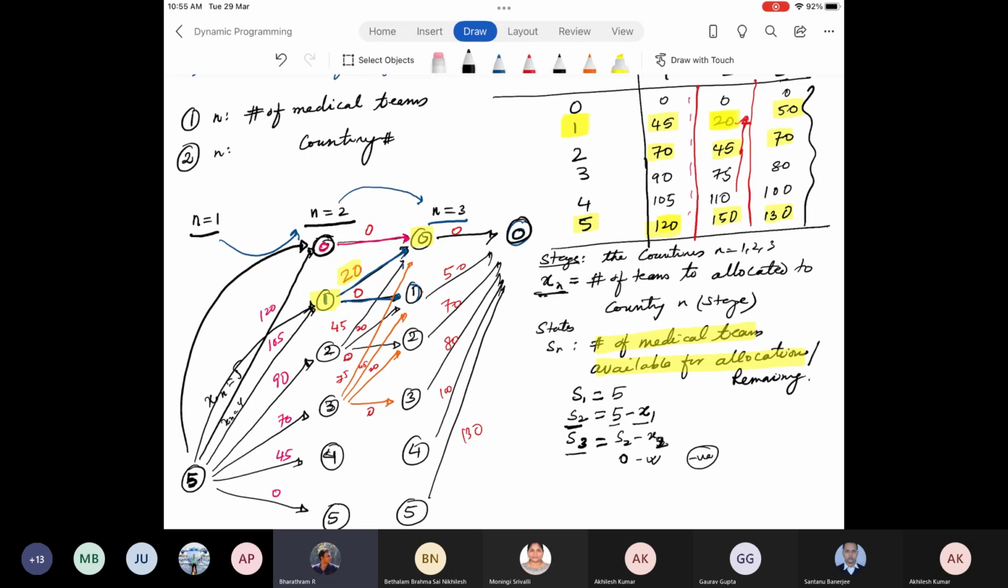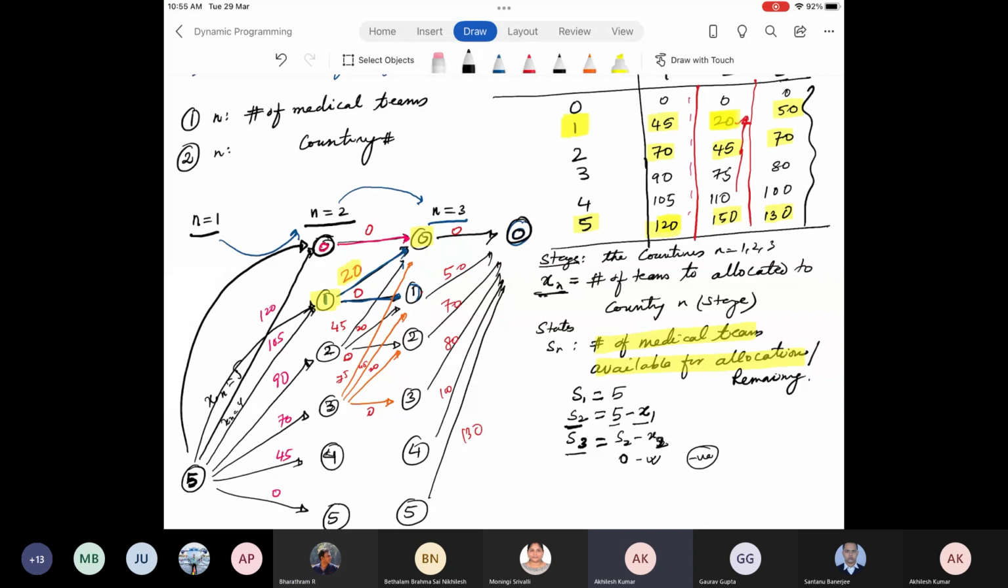Sir, one quick doubt. In each of the stages, the numbers which you have mentioned, 0, 1, 2, 3, 4, 5, is the number of teams that are left to be allocated, correct? When I say the number of medical teams available for allocation... Correct. So in n equal to 2, when I say the number 1, it means you are left with one team to be allocated in stage 2.